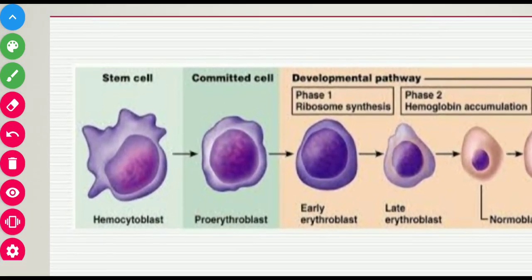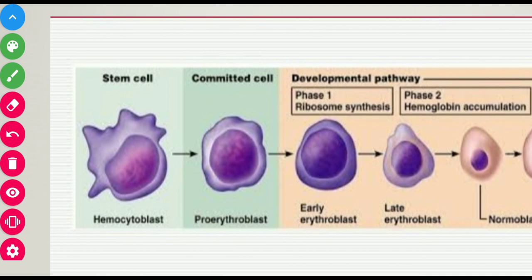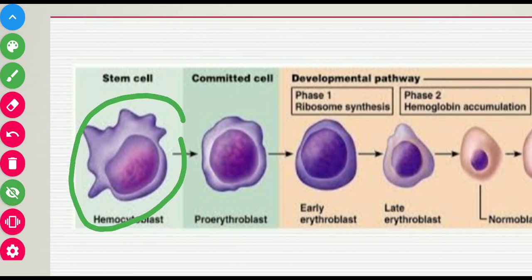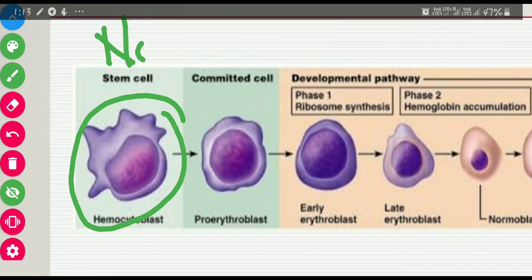Here, first the stem cell. Production, as I said, will take place in bone marrow. The first stage is hemocytoblast. At the earliest stage you can see the cell size is large and has no hemoglobin. Remember, in the first stage, hemocytoblast, the cell is large and there is no hemoglobin.